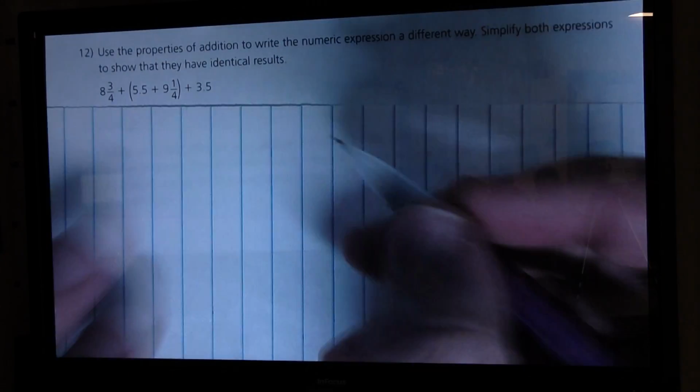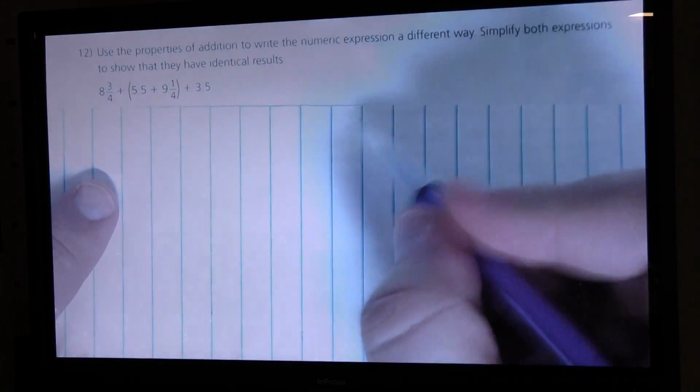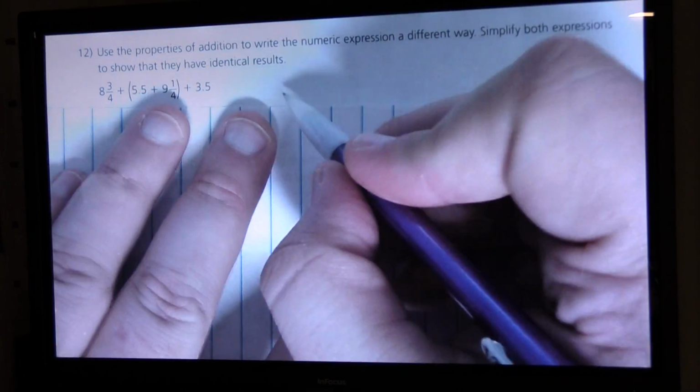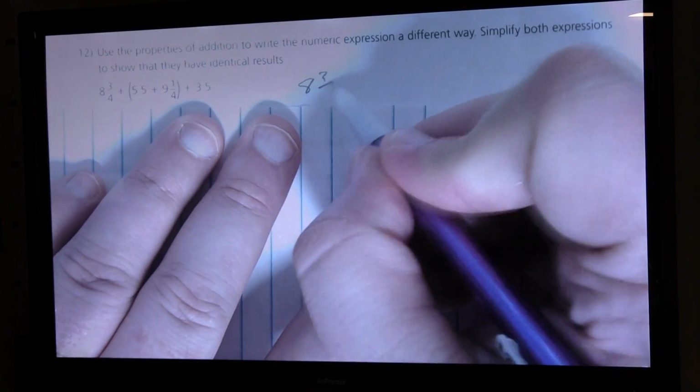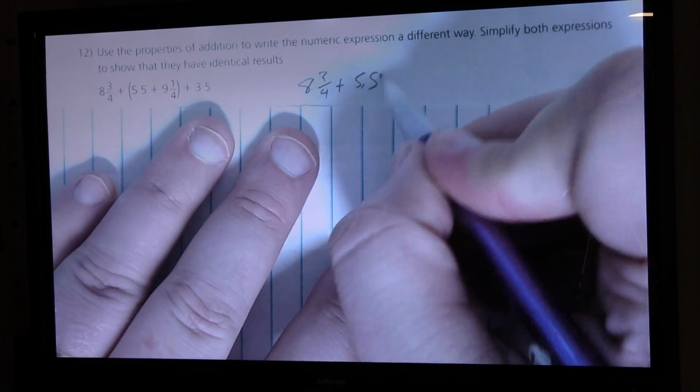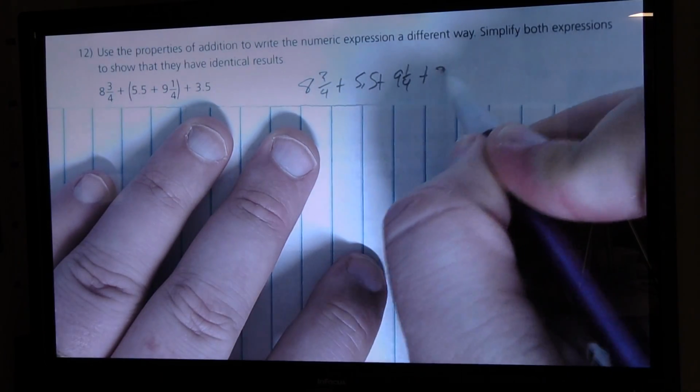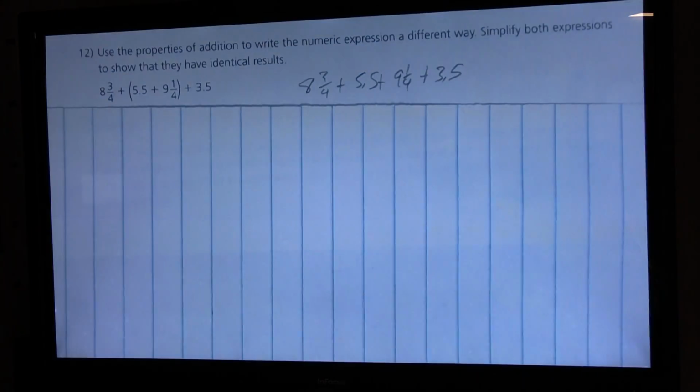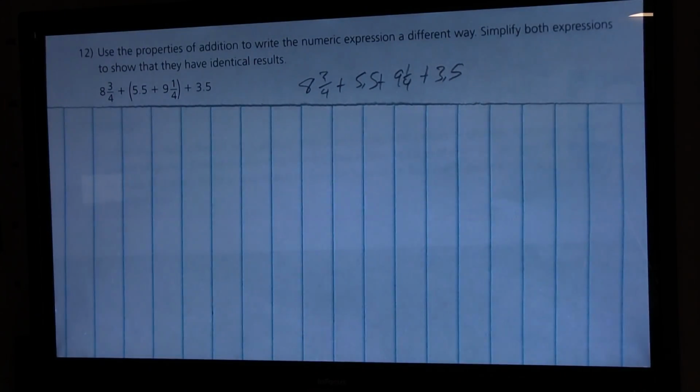All right, so the first thing I'm going to do is rewrite this problem over here. I'm going to say 8 3/4 plus 5 5/10 plus 9 1/4 plus 3 5/10. And the very first thing I want to do is move those addends around, and that's going to be the commutative property.